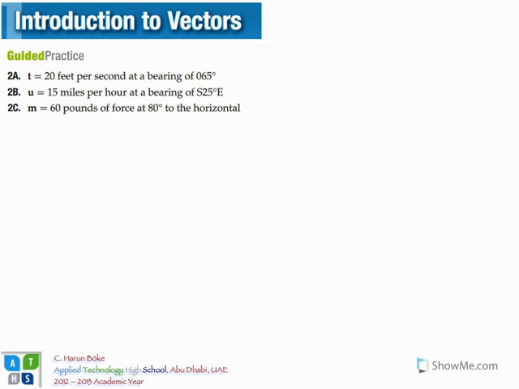In this example, we are going to see how to describe vectors from the information given. Now, in each problem, we are given both the magnitude here and the direction with angles. Now, there are three different types of information regarding angles, so we are going to see how to describe vectors through those information. Let's start with 2a.